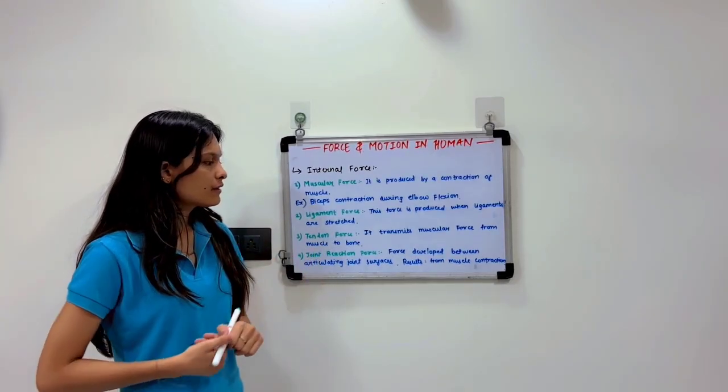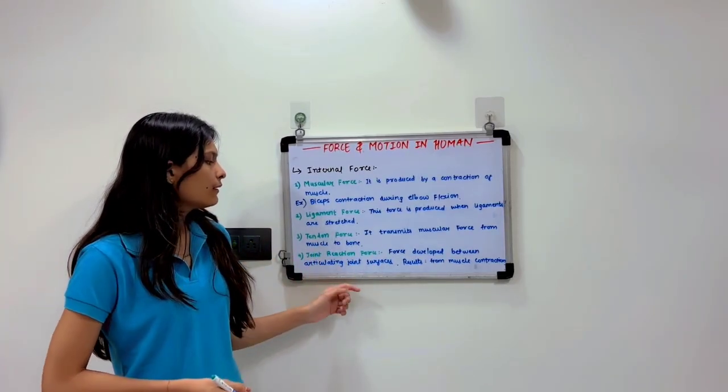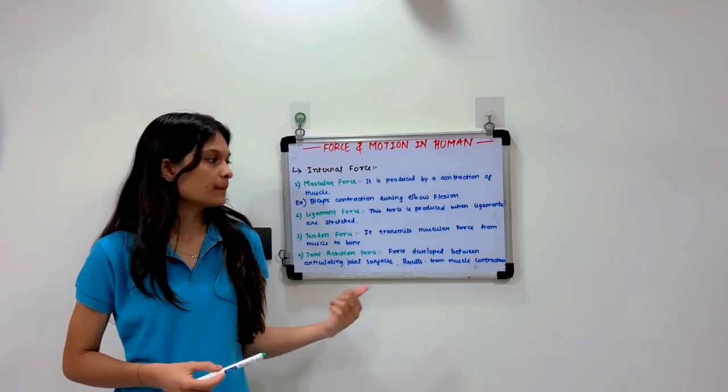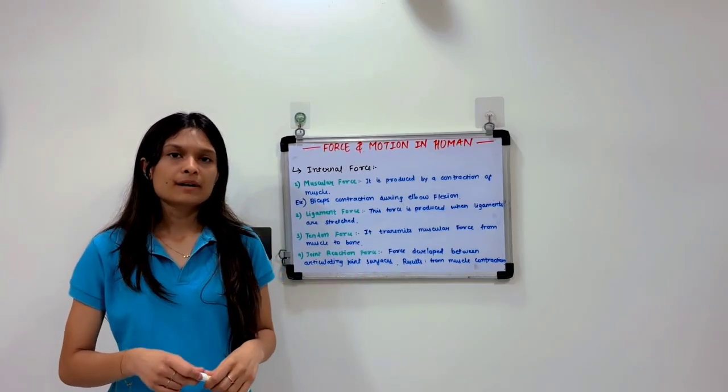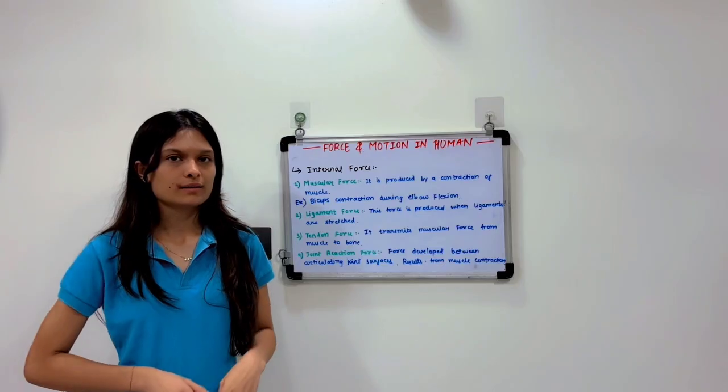Fourth, joint reaction force. Force developed between the articulating joint surfaces, which results from the muscle contraction. Example, compression at the knee during walking.